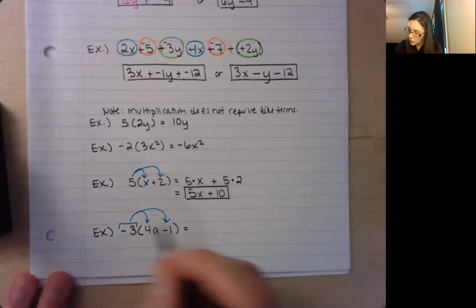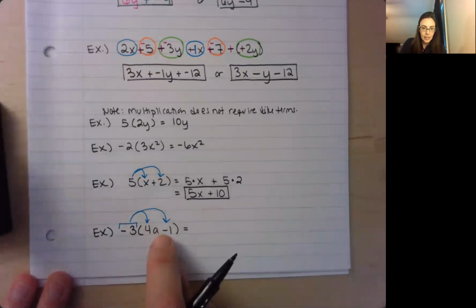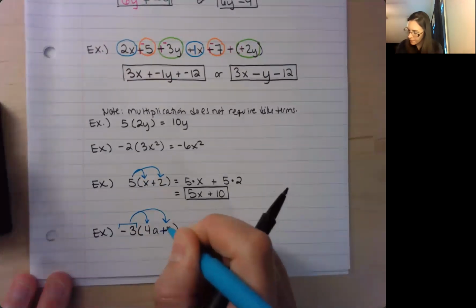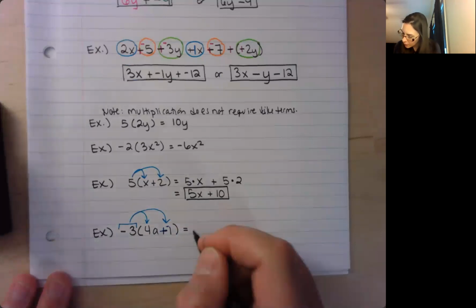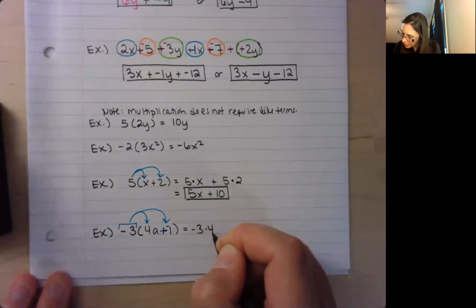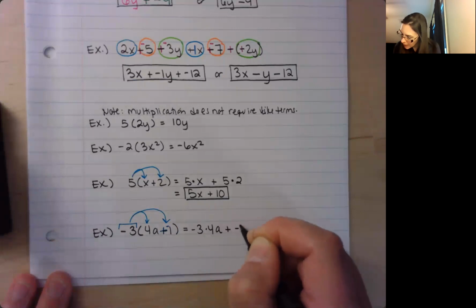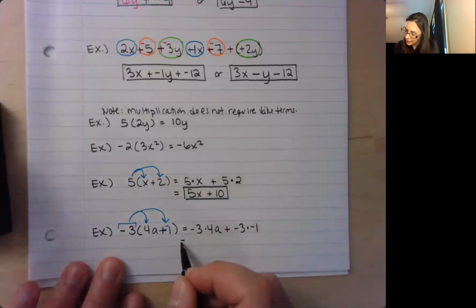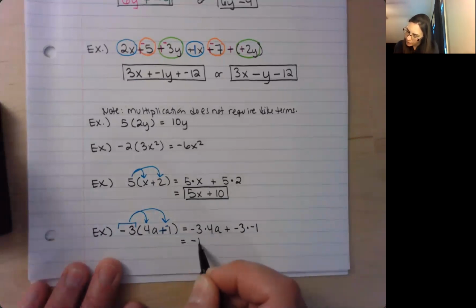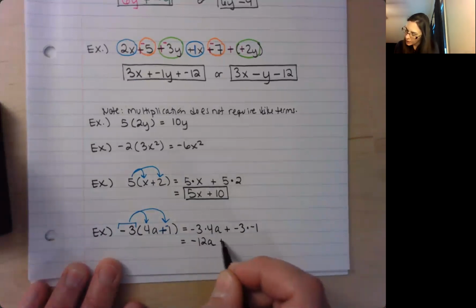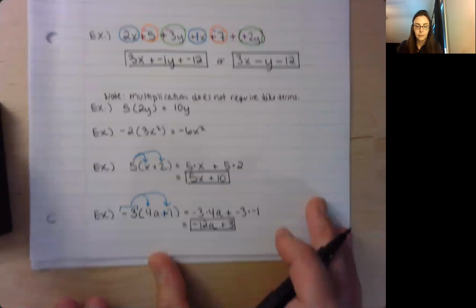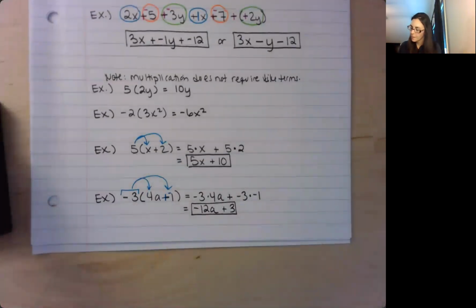So another thing you can do too is if you see a minus sign, sometimes it's easier just to change it over right away. So I'm going to make this adding and then a negative 1. So I have negative 3 times 4a plus negative 3 times negative 1. Negative 3 times 4 is negative 12, so negative 12a. Negative 3 times negative 1 is positive 3. These are different, so I cannot add or subtract.